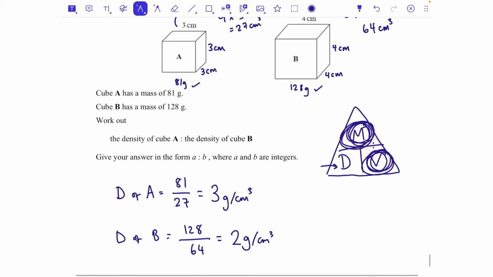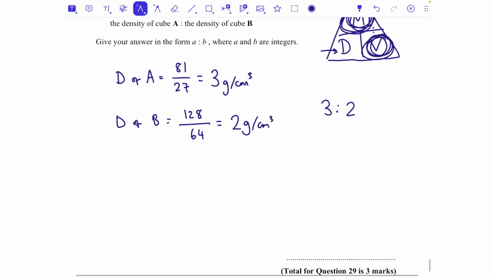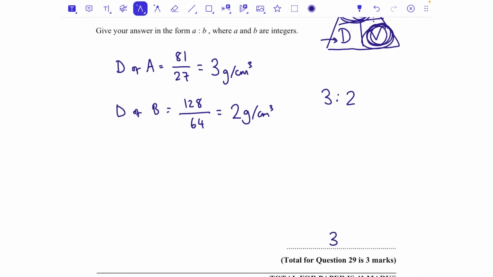Now they want that as a ratio, the density of A to the density of B, and that's going to be 3 to 2. Give your answer in that form. A and B have to be whole numbers, and we've got that. So your final answer there is 3 to 2.